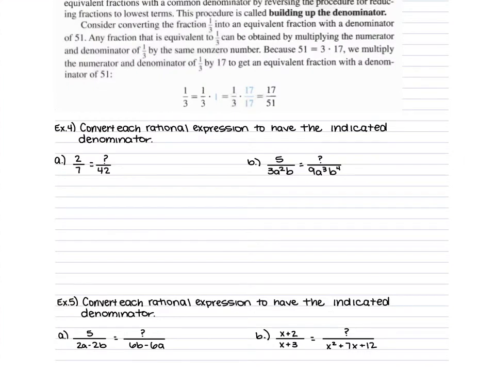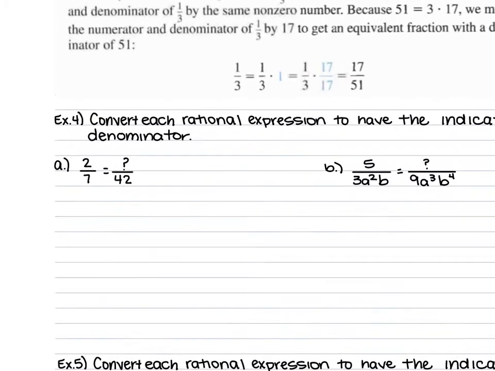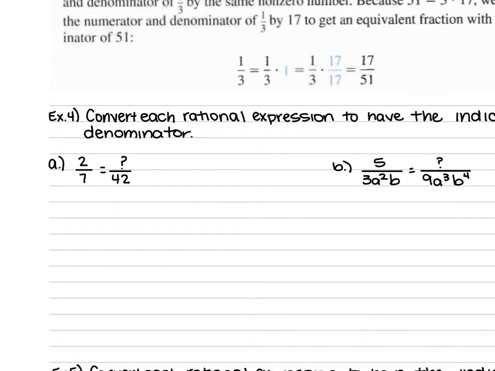All right, so with example 4, you're just converting each rational expression to have the indicated denominator. So with these, we start off easy, we get a little bit harder. With A, you're given 2/7 is equal to something over 42. Ask yourself, 7 times what is 42? Well, 7 times 6 is 42. So if we multiply this 2 by 6, we get 12 over 42.